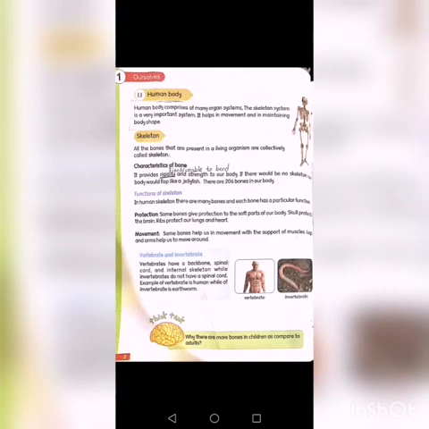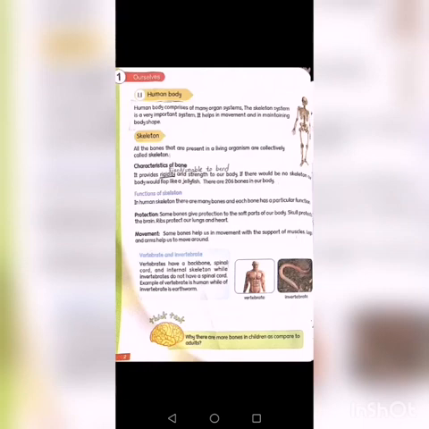Characteristics of bones. It provides rigidity and strength to our body. If there would be no skeleton, our body would flop like a jellyfish. There are 206 bones in our body. Function of skeleton. In human skeleton, there are many bones and each bone has a particular function.